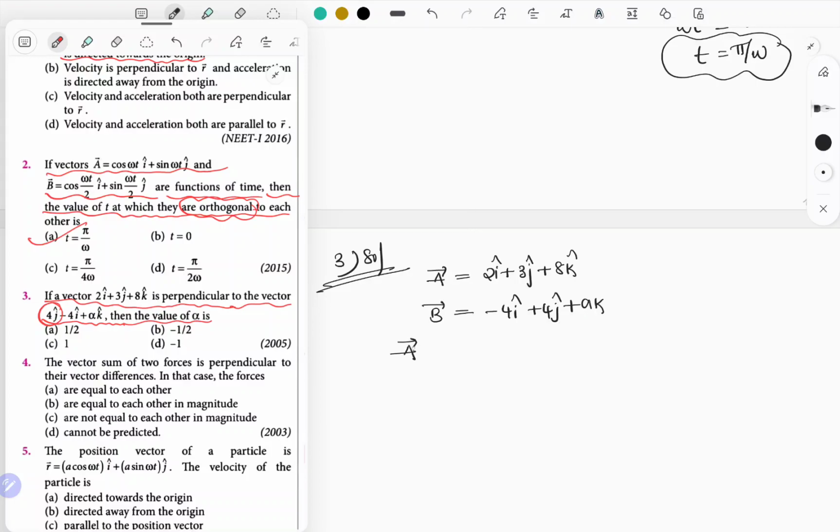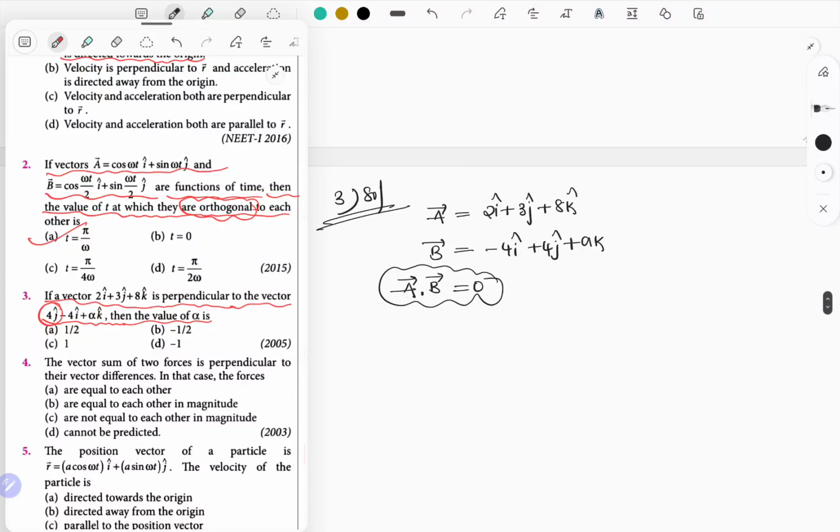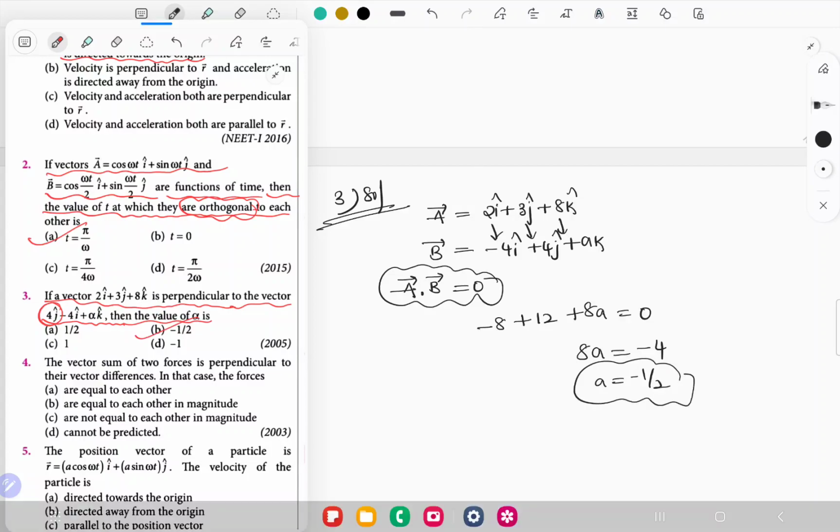I need the dot product, because they said that these two are perpendicular vectors, right? Then dot product of those two vectors is 0. So what is the meaning of dot product? Multiply respective i cap, j cap and k cap coefficients and then add them. Multiply respective coefficients, then what are you going to get? 2 into minus 4 is minus 8, plus 3 fours are 12, plus 8a, which is equal to 0. Then 8a is equal to minus 8 plus 12, that is plus 4. If you send it to the right side, it will become minus 4. Then a is equal to minus 1 by 2. Which option matches? Option B.